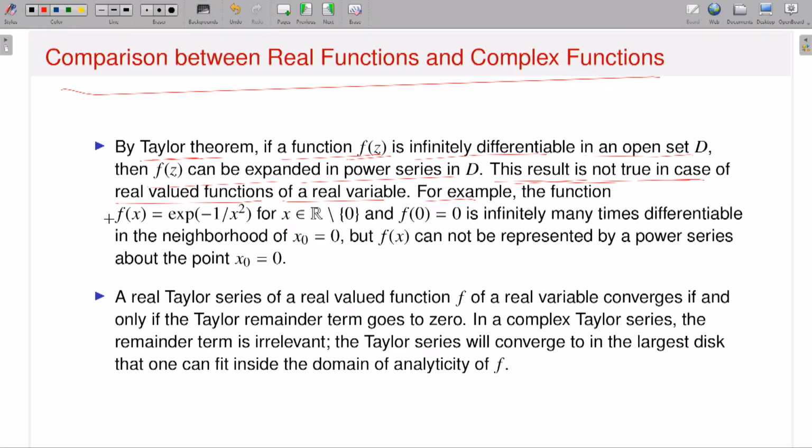For example, consider this function. This function f of x is a very nice function: e to the power minus 1 over x squared if x is non-zero, and 0 if x is equal to 0. This function is a map from R to R.